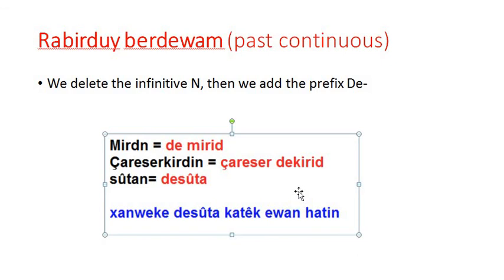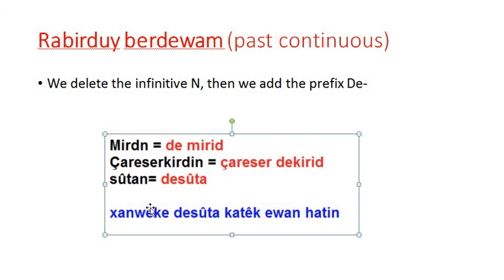What are you doing? You put n away and you say demirt. Okay? In çara ser kirdin, you say çara ser dakirt. You put that to the second part of the compound verb, to the actual verb, because kirdin is the actual verb, but çara ser is the noun. But together they are a verb phrase and they are a compound verb. Çara ser dakir means have solved.